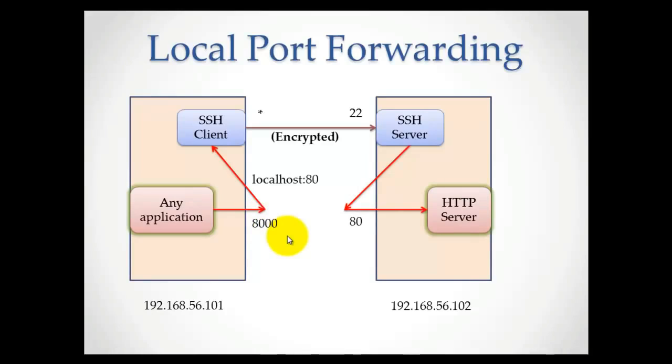Suppose I am sending to localhost 80. As we mentioned in the last slide, localhost 80 is encrypted through this channel and decrypted here at localhost 80. Now localhost is pointing to the remote system only. So on remote system port 80, if any service is running, like an HTTP server, then the packet is sent to the HTTP server. The request goes and the response comes back in the same order.